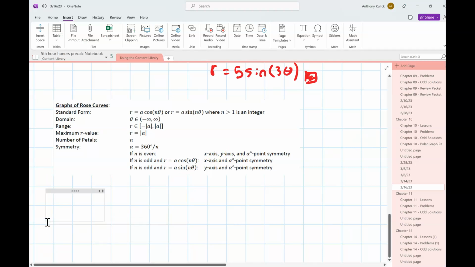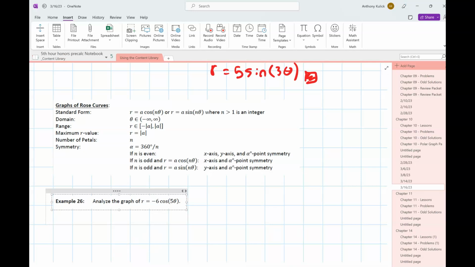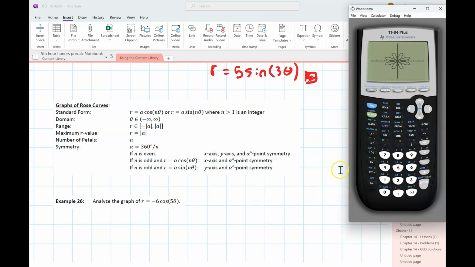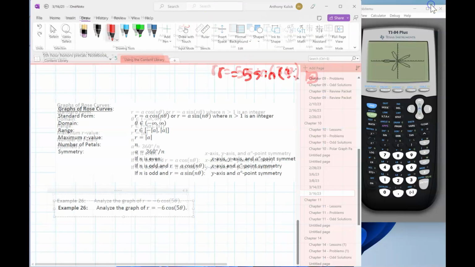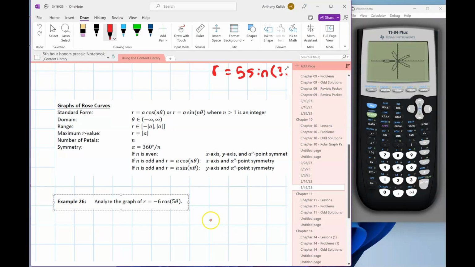So let's say we're asked to analyze the graph of this function. Well, let's just take a quick peek at it, right? That'll be fun. -6 cosine 5 theta. Take a quick peek at it. Ooh, pretty. All right. So what can we say here?